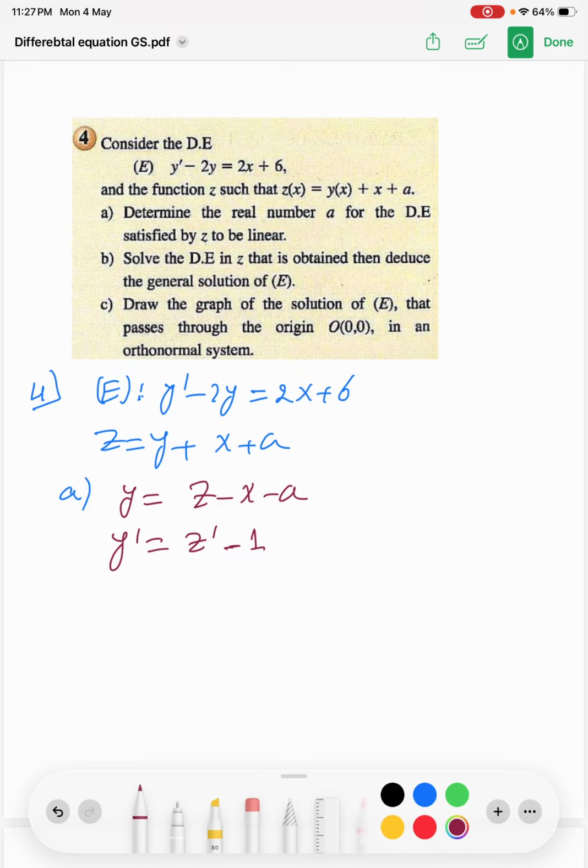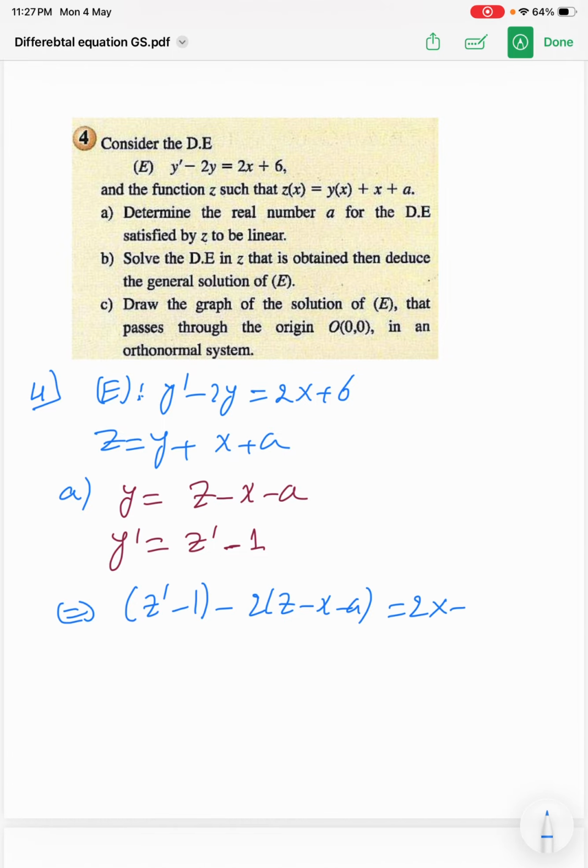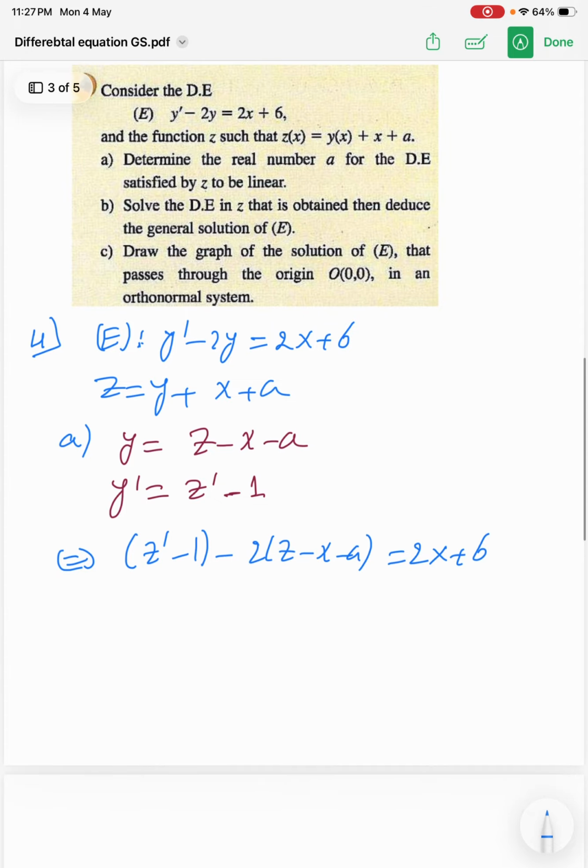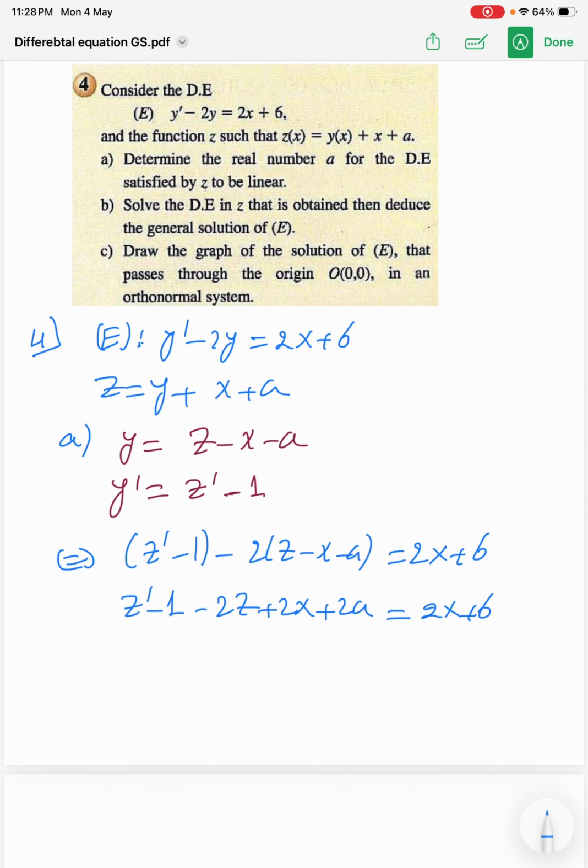So the equation will become, you should replace y prime and y by their values. Replace y prime by z prime minus 1 in the equation E, and replace y by z minus x minus a, equal to x plus 6. The question: find the real number a so that the differential equation satisfied by z is linear. Okay, so z prime minus 1 minus 2z plus 2x plus 2a equal x plus 6.